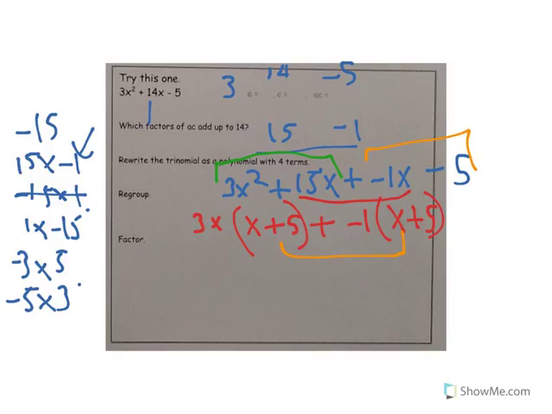So when I divide this number by negative 1, I'm going to end up with these two things. And when I add them together, I end up with 3x minus 1. That's this part and this part. And then that's going to be times x plus 5. So hopefully this is starting to make sense.